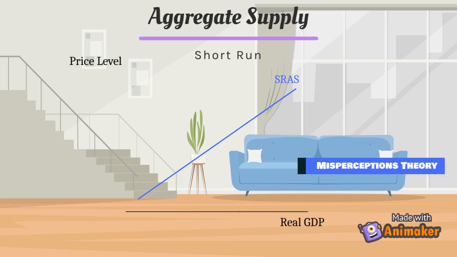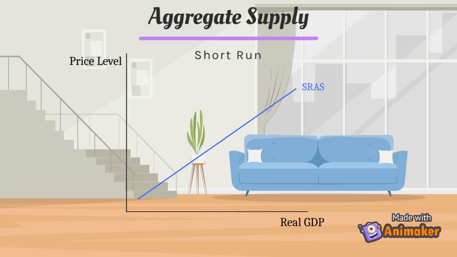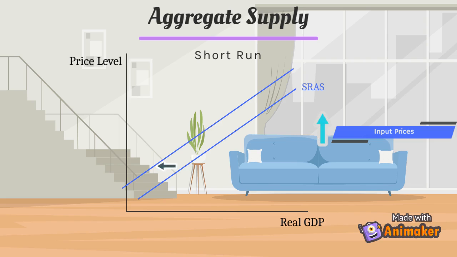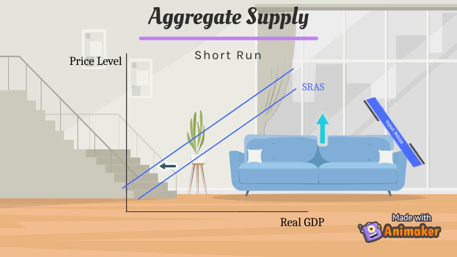This upward slope is also because of the sticky wages and prices theory, where prices and wages can't be changed quickly in the short run, leading producers to supply insufficient or surplus goods. Like aggregate demand, short-run aggregate supply can be influenced by a variety of factors. The first is input prices. When input prices are high, such as wages, the cost of capital and raw materials, producers will supply a lesser quantity of goods and services at every price level, and aggregate supply shifts leftward. In contrast, when input prices are low, SRAS shifts rightward.